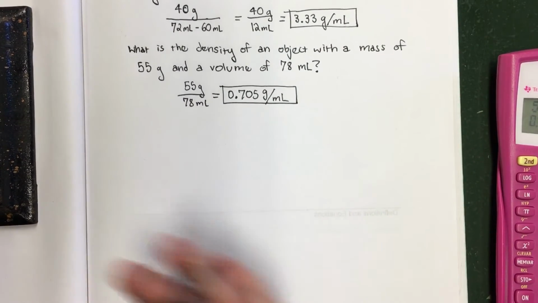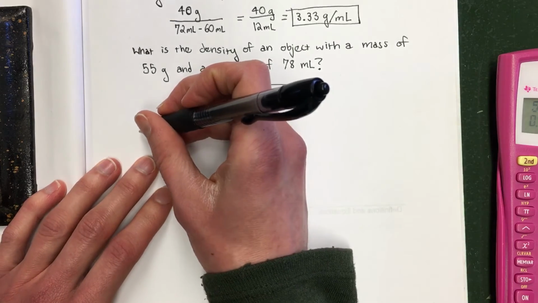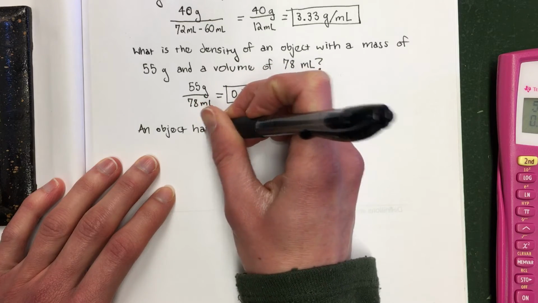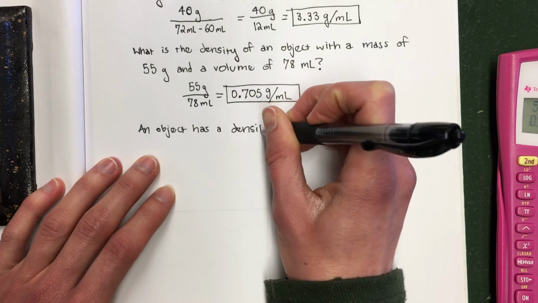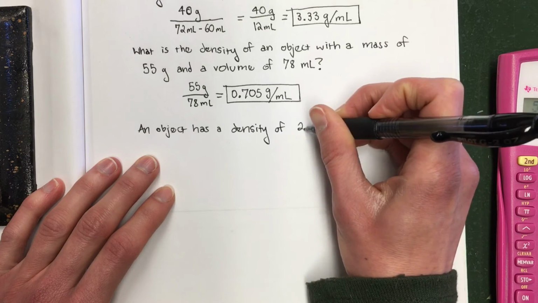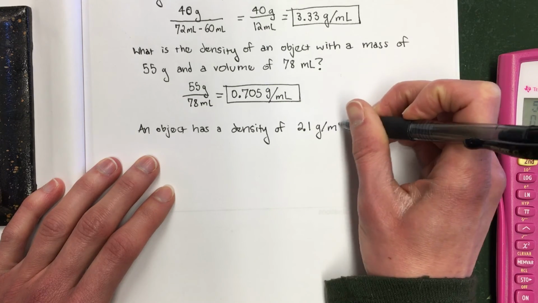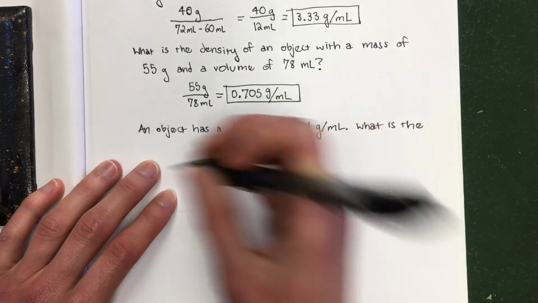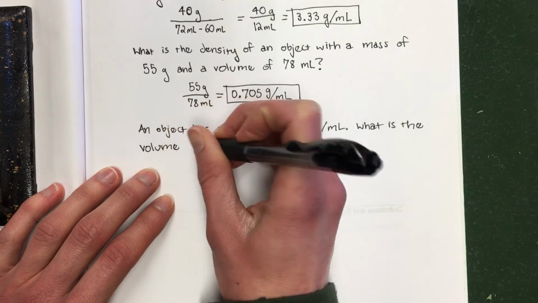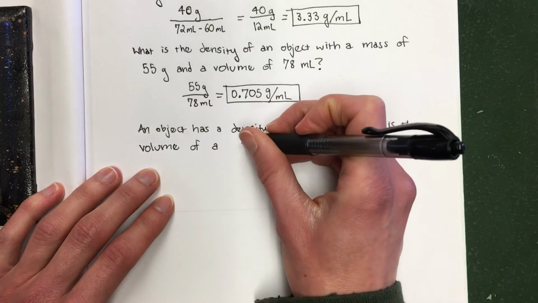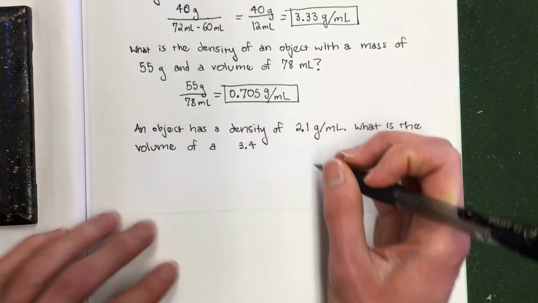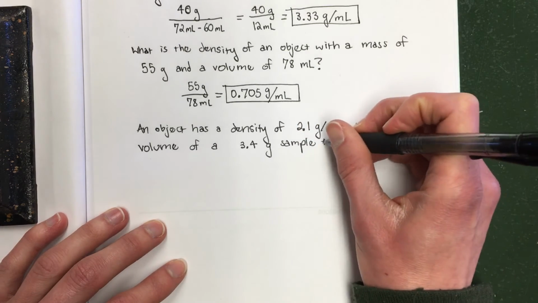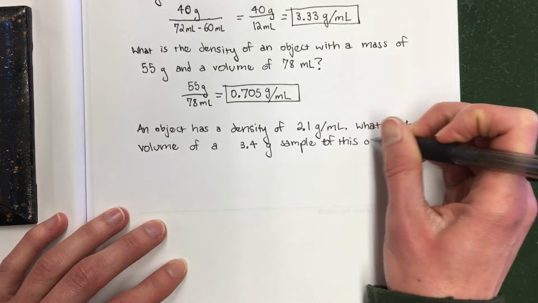Now, one last thing, you can use density as a conversion factor. So let's say an object has a density of 2.1 grams per milliliter. What is the volume of a 3.4 gram sample of this object?